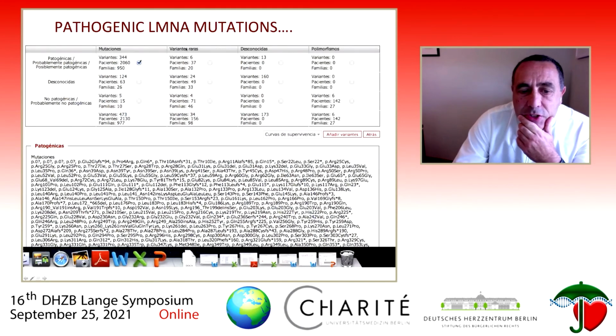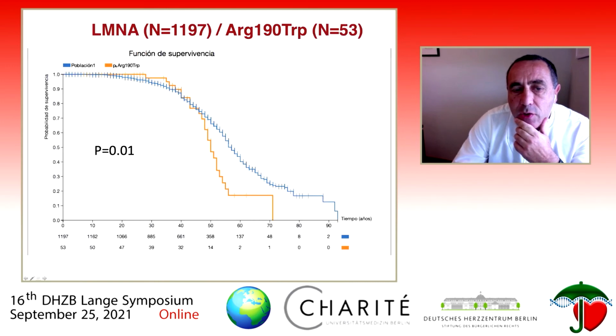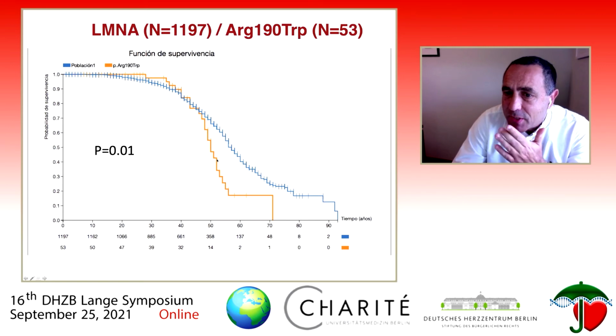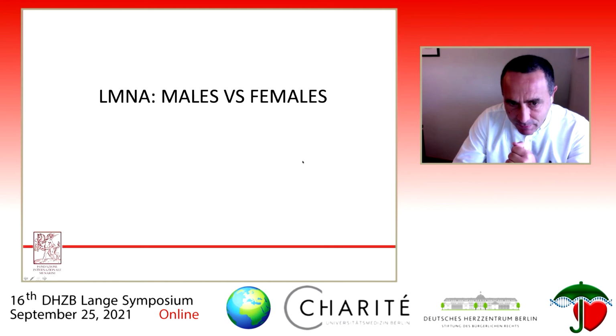Let's see lamin mutations again. Here you have the survival of the whole population, more than 1,000 patients. And here you see this is a missense mutation, arginine 190 tryptophan. It is even worse. And this is a missense mutation. Not all the missense mutations are like this. There are others that are better. Of course, most of the truncating are the same.